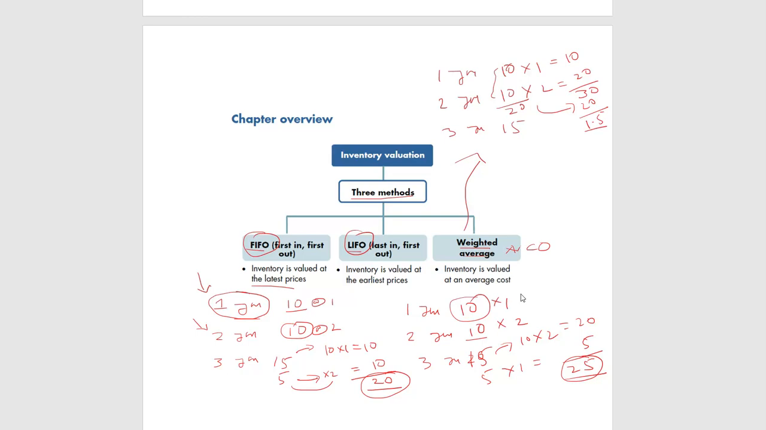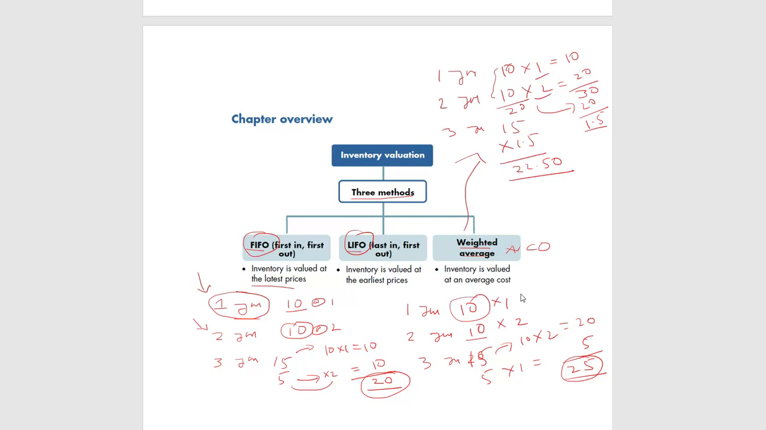Now those 15 units I'm going to issue, I'm going to multiply by 1.5. So that will exactly give me the cost for 15 units. So if I have 15 units times 1.5, that gives me 22.5. So that means I'm not taking the last price, I'm not taking the first price, but I'm averaging the price.